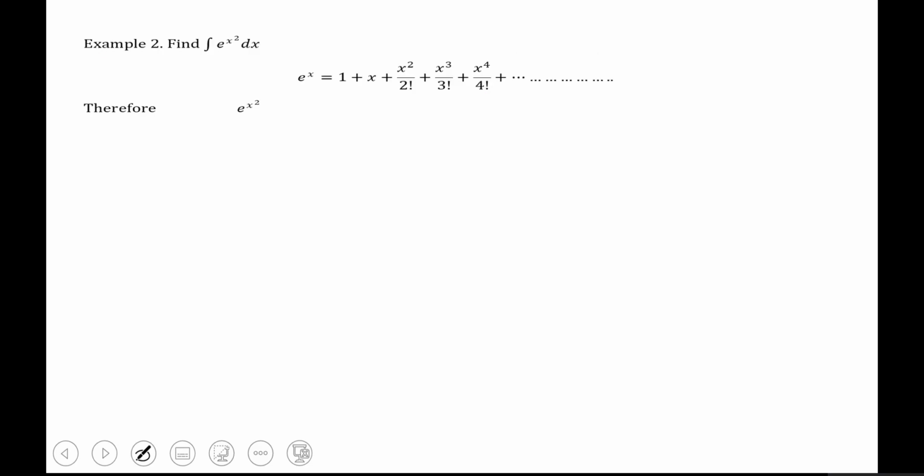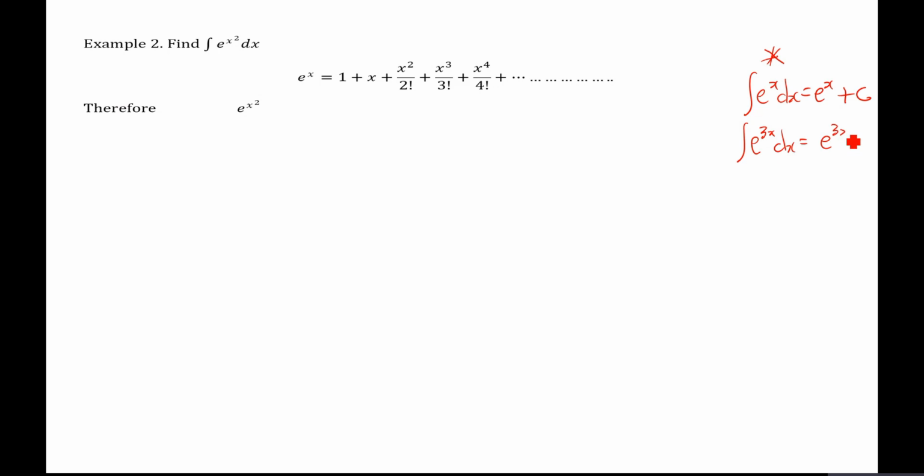Now you probably question, do we really need to know this? Let's have a look at the next example. Find the integral of e to the x squared dx. Now, I'm pretty sure many of you are saying, well, that's easy. Let's just double check. We know that the integral of e to the x dx is e to the x plus c. What is the integral of e to the 3x dx? That's e to the 3x, and we can compensate with 1/3, and you can double check by differentiation.